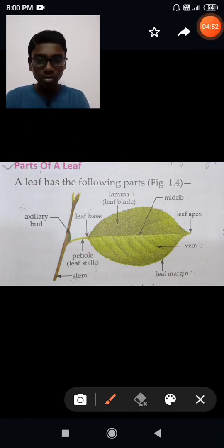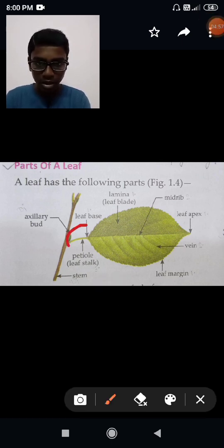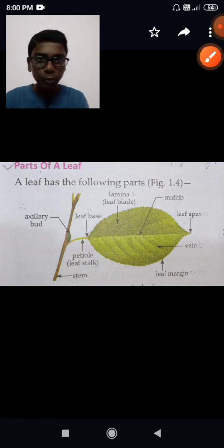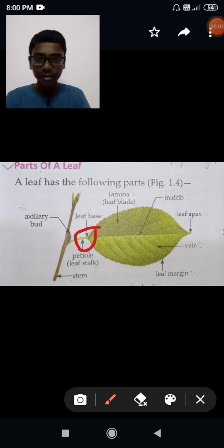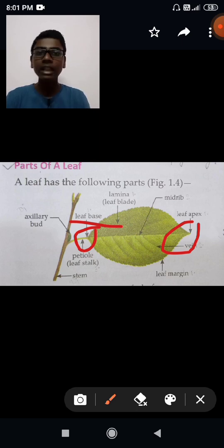Let me just thin the size of the tool. Okay, this portion, not the full portion, this thing actually. So over here you can find this to be the leaf base, because the leaf base is a place where the leaf meets the petiole. Now next comes the leaf apex. The tip of the lamina is known as the leaf apex. This is the tip of the leaf, which is known as the leaf apex.